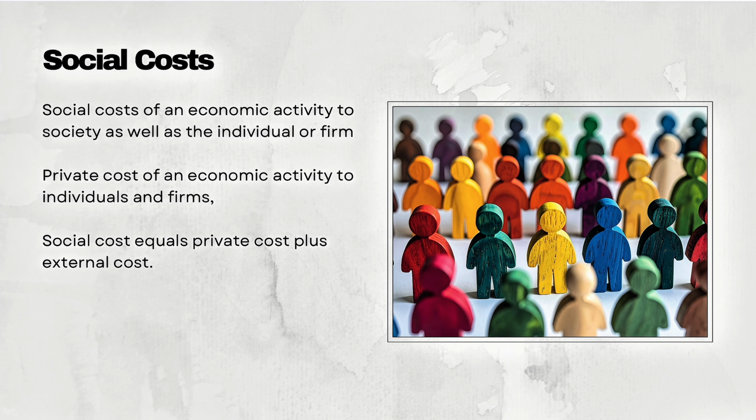Now moving on to social costs. Social costs are the costs of an economic activity to society as well as an individual or firm. An example of social costs is the environmental degradation of farming, or going to the hospital to get treated for lung problems due to smoking. Private costs are the cost to the individual of purchasing the product, or the costs incurred by businesses to produce goods and services. And social costs are private costs plus external costs.